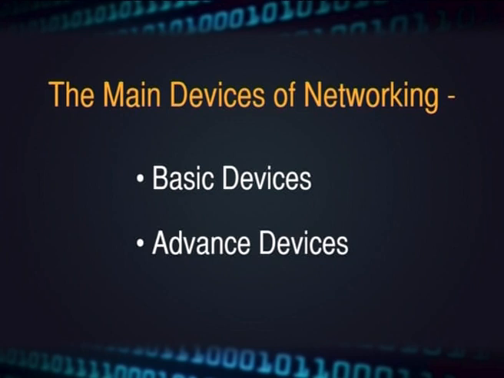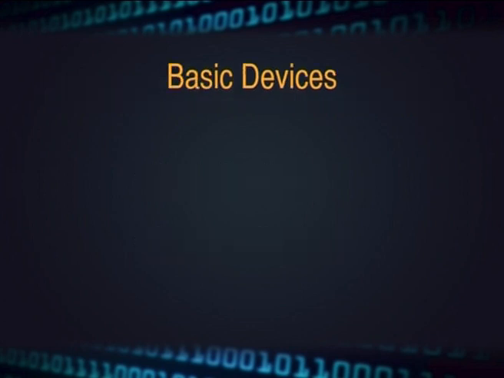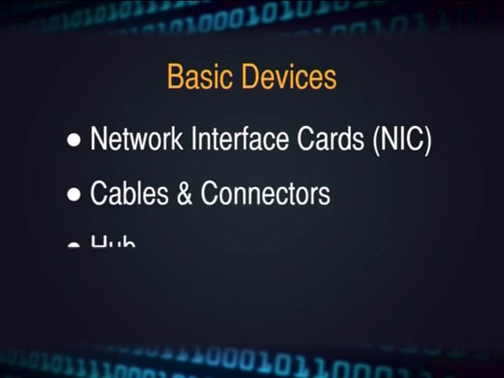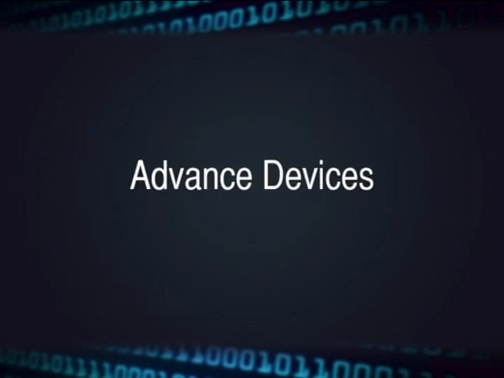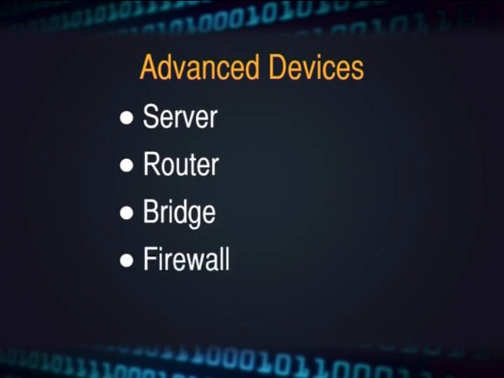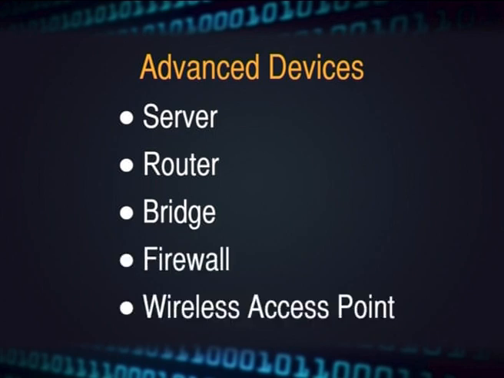The main devices of networking are categorized as basic devices and advanced devices. Basic devices: the commonly used hardware in LAN are network interface cards or NIC, cables and connectors, hub and switches. Advanced devices: the commonly used hardware to develop large size network along with the basic hardware devices are server, router, bridge, firewall, wireless access point.